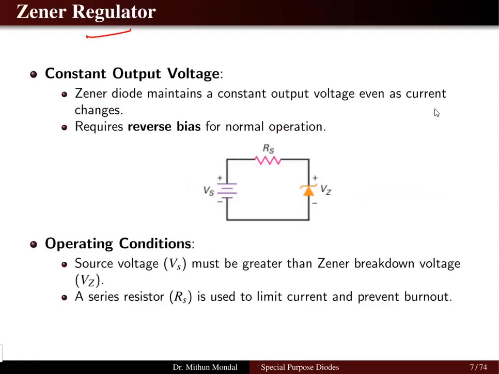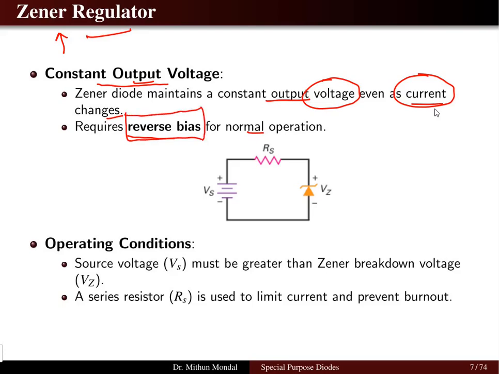The Zener regulator, as we have seen, the Zener diodes will be used as a Zener voltage regulator so that a constant output voltage is maintained even when the current changes. So although the current is changing, the voltage will be constant. It requires a reverse bias for normal operation. Generally, the Zener diode will operate in the reverse bias region. So here you have the source voltage denoted by Vs. The voltage of the Zener diode is given by Vz, and there is a current limiting resistor Rs.